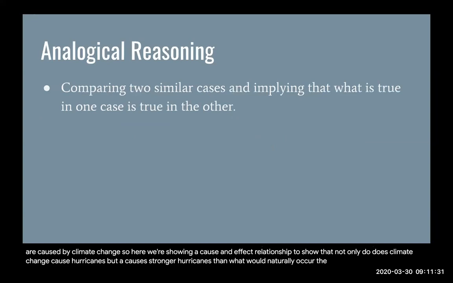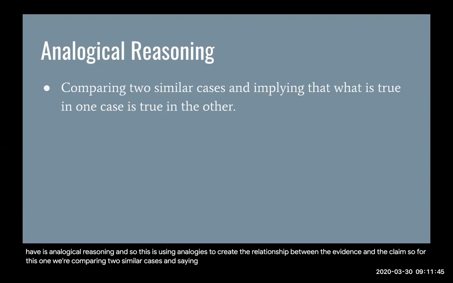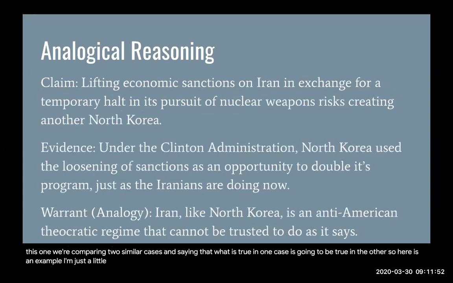The next type of reasoning we have is analogical reasoning. This is using analogies to create the relationship between the evidence and the claim. So for this one, we're comparing two similar cases and saying that what is true in one case is going to be true in the other. So here's an example, and it's a little wordy, but I'll go through it and then I'll explain it afterwards.